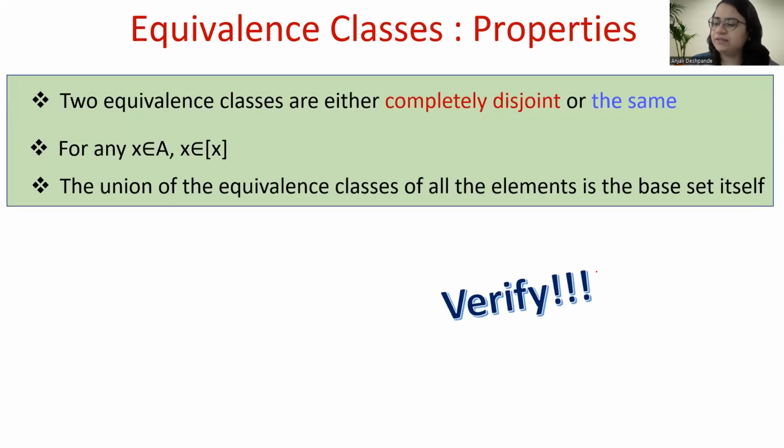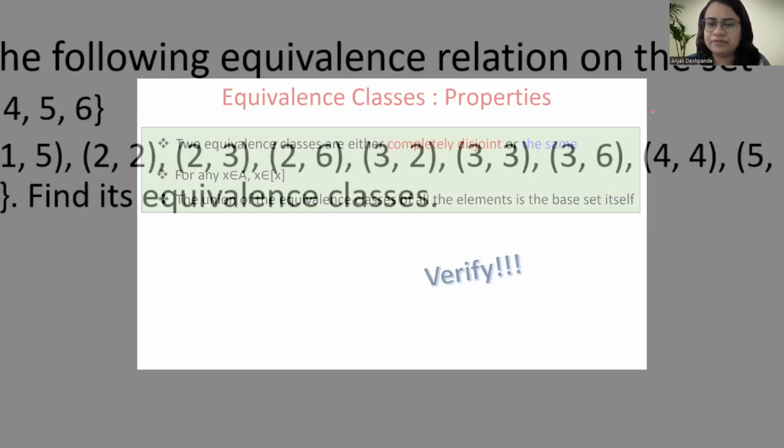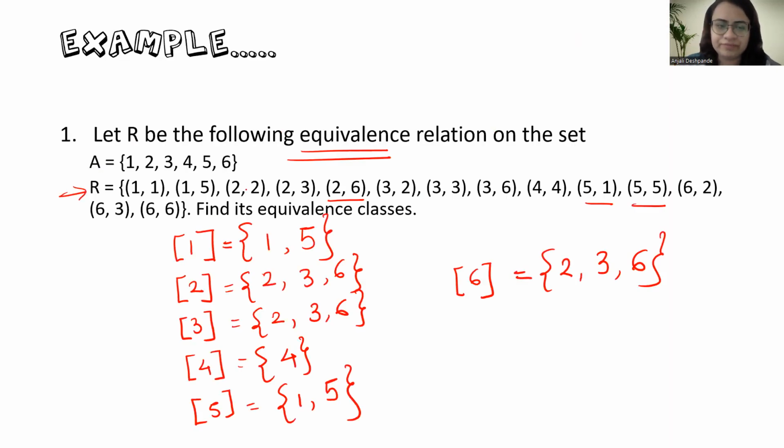Here, there are certain properties of equivalence classes. The first is that any two equivalence classes are either completely disjoint or they are the same. We can verify it with the previous example. If you take any two equivalence classes, let's say 1 and 2, they're completely different. Why? Because there is no common element in both of them. Whereas if I consider 1 and 5, they're entirely the same. Why? Because both of them are 1, 5.